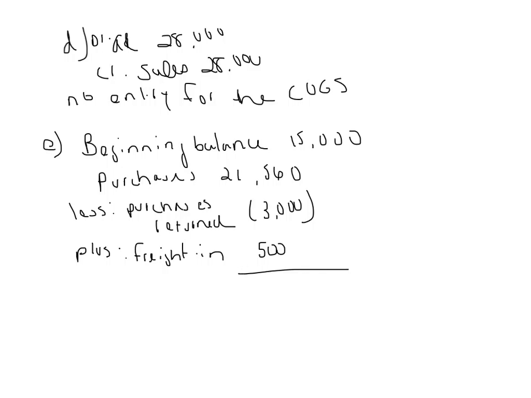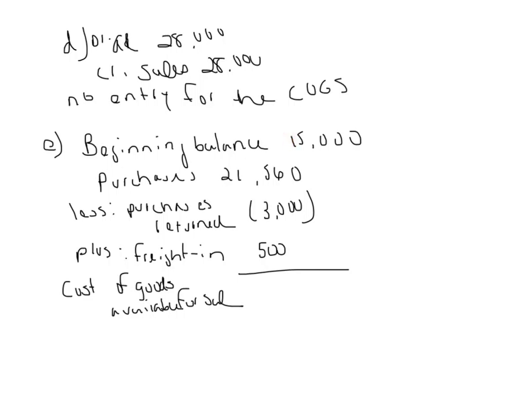So now remember what we're after. We're trying to get this cost of goods available for sale. How much did we have over the course of the month to sell? So cost of goods available for sale. When you take the 15 plus the 21 minus the 3 plus the 5, we come up with 34,060.